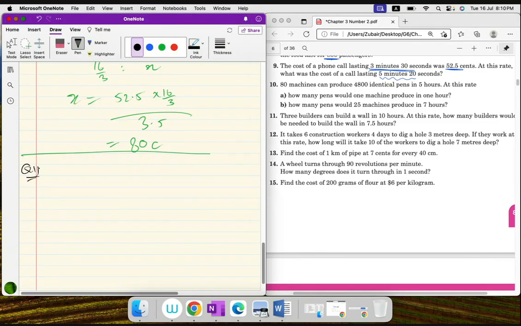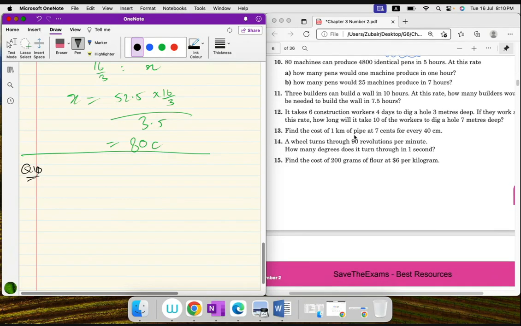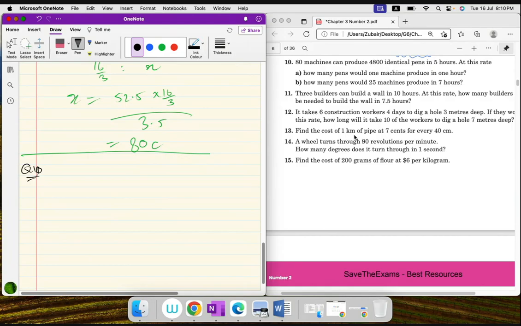Question number 10. 80 machines can produce 4800 identical pens in 5 hours. At this rate, how many pens would one machine produce in 1 hour?